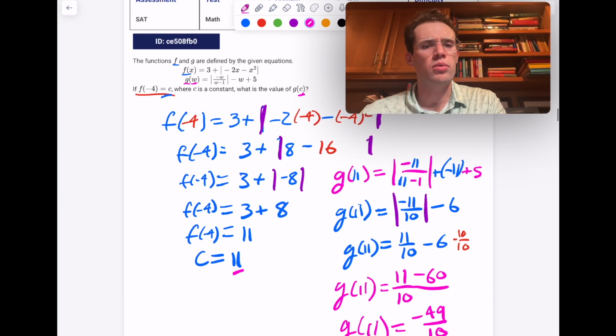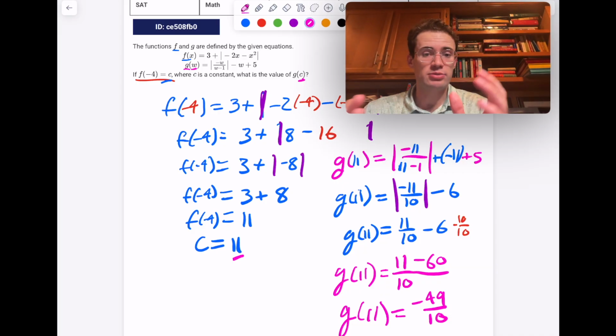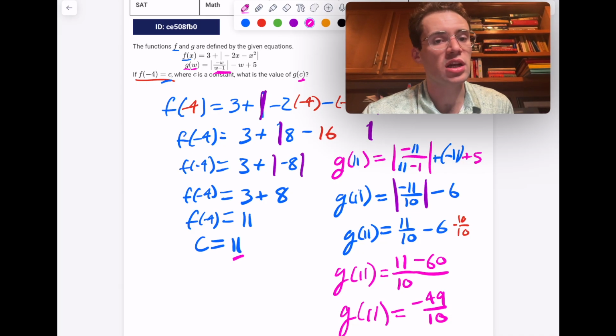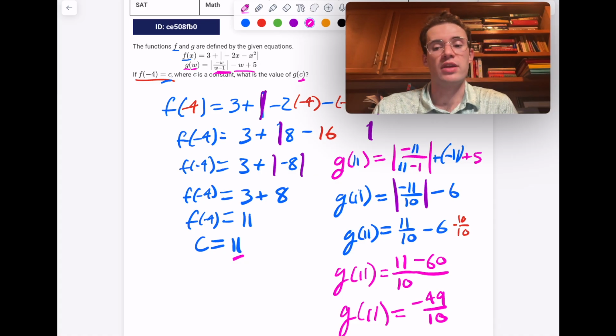You might think, oh, well, you can't have a negative answer if there's an absolute value. But the absolute value is not over the final answer. The absolute value is within this function, and then you're subtracting something outside of that. Right? And we're subtracting something, 6, that's bigger than the thing inside of the absolute value function.